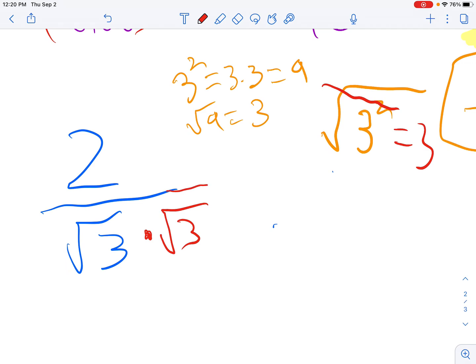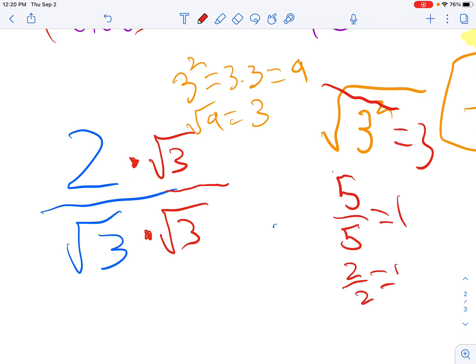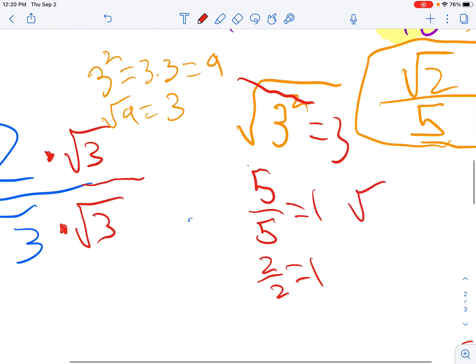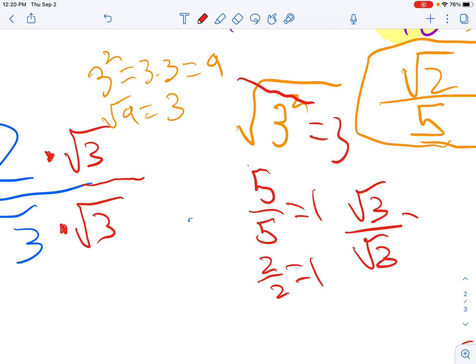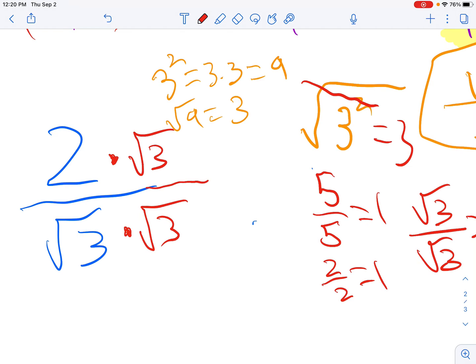And if I do something on the bottom, I also have to do it on the top to keep my equation balanced. Square root of 3 over square root of 3. You might say, you're changing the problem. Let's think about that. If I take 5 and I divide it by 5, it equals 1. If I take 2 and divide it by 2, it equals 1. So if I take the square root of 3 divided by the square root of 3, it still equals 1. So I'm multiplying this by a version of 1, and we know that multiplication times 1 equals itself.